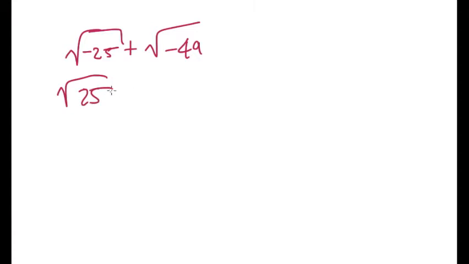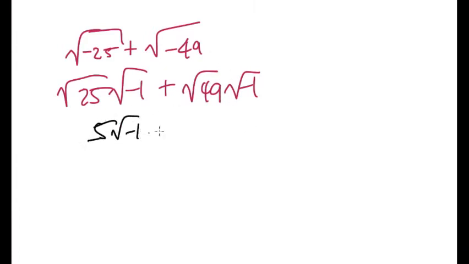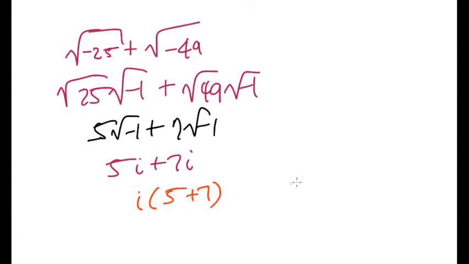Alright, so what's the sum of √-25 plus √-49? Well, as I said before, we split this up into √25 times √-1 plus √49 times √-1, like this. We separate out the i from the expression. So this becomes 5 times √-1 plus 7 times √-1. We replace these with i's, so 5i plus 7i. And what's 5i plus 7i? We can take out an i, 5 plus 7, so our answer is 12i.